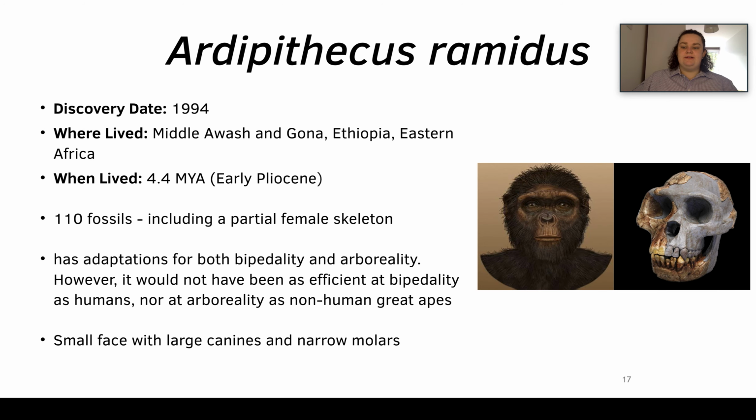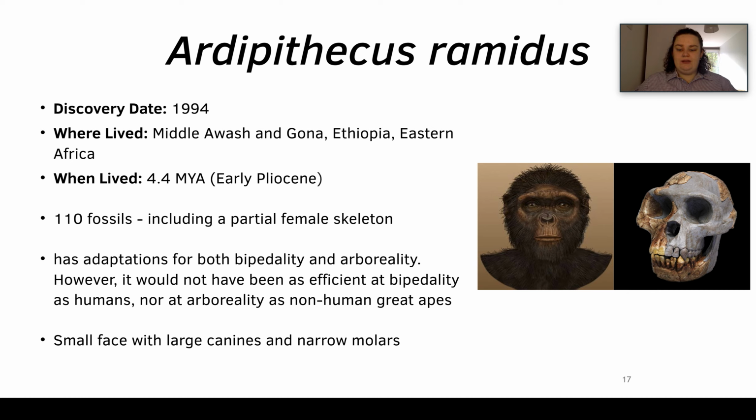And then we move on to Ardipithecus, and this was discovered in 1994, and it was found in Ethiopia and Eastern Africa, so quite a lot of the fossils that have been found of humans are found in Eastern Africa. I just want to put that out there. It's like this amazing area for human evolution, and it lived around 4.4 million years ago in the early Pliocene. There are 110 fossils of Ardipithecus, including a partial female skeleton. So that's really useful to know that we have this kind of partial skeleton, so we actually know what it would have looked like. And it has adaptations for both bipedality as well as arboreality. And that's when they can move in trees. So arboreal animals are animals that live in trees.